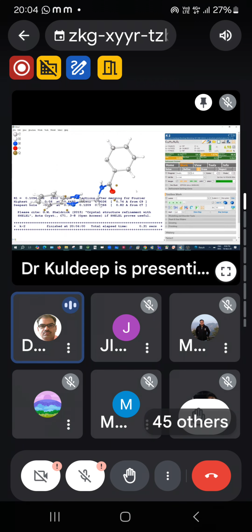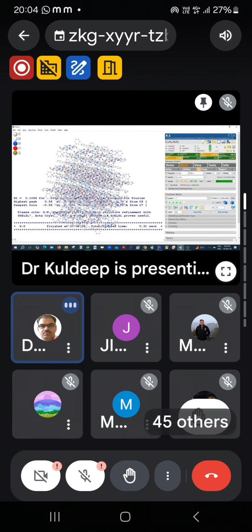Then how these molecules are packed, you can see, just type grow here. You can type grow, and it will grow like this. Then you can see the packing, how the molecules are packed together. Just type pack, and it will pack like that.